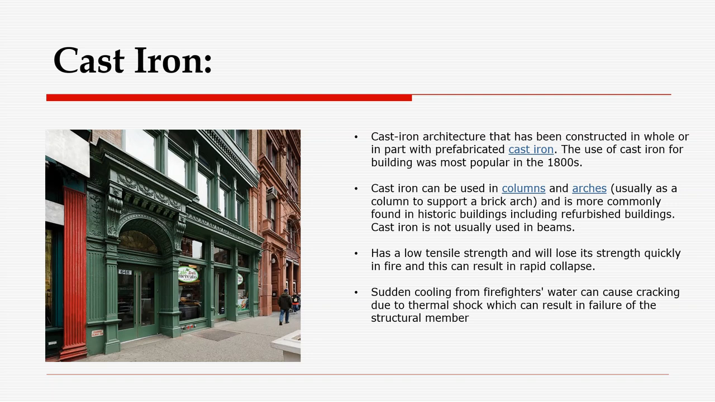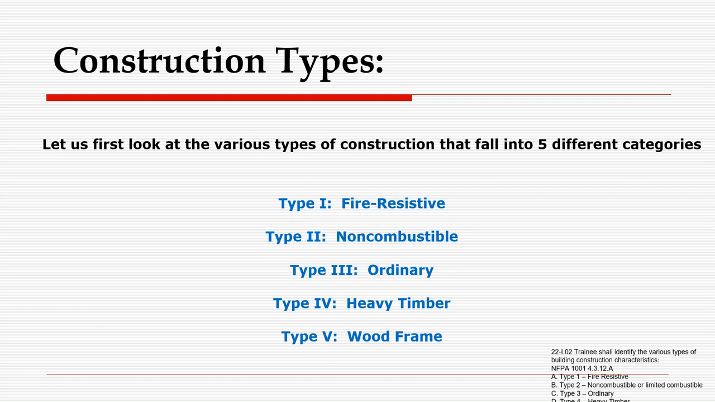Cast iron is not usually used in beams. It has a low tensile strength and will lose its strength quickly in fire. This can result in a rapid collapse, and this is heavy. This cast iron is heavy. So picture being knocked on the head and not wearing a helmet with this. It could be fatal. Sudden cooling from firefighters' water can cause cracking due to thermal shock, which can result in failure of the structural member. So again, we're adding additional forces to this material during firefighting operations, and we are in there trying to do good, but our good can also have an unintended effect on some of these building materials.